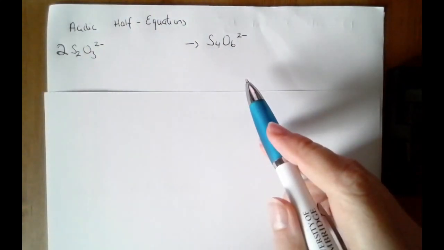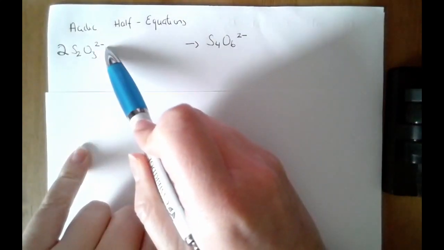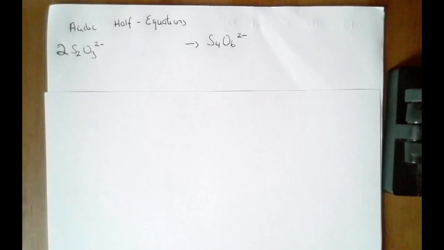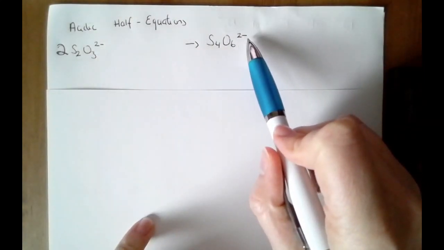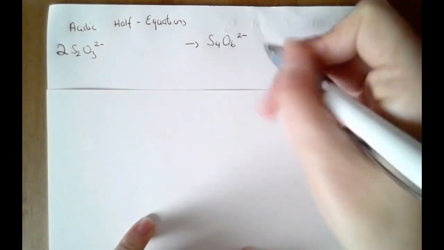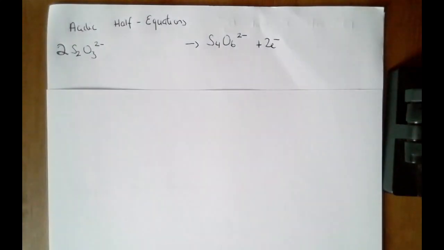All I need to do then is balance my charges. So you can see here I've got 2 times minus 2, so I've got a charge of minus 4 on the left hand side, and I've got a charge of minus 2 on the right hand side. So to get this side to minus 4 as well, I'm going to add 2 electrons. The only thing I can add to balance charges is electrons.